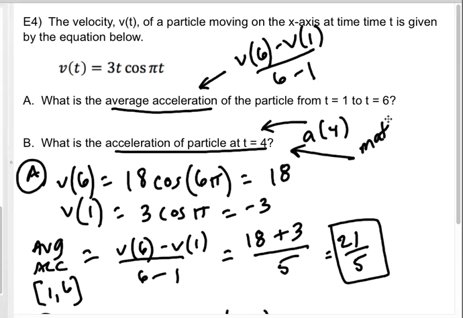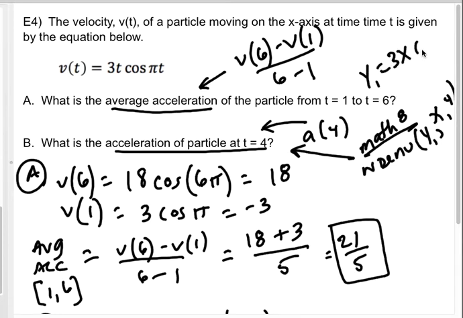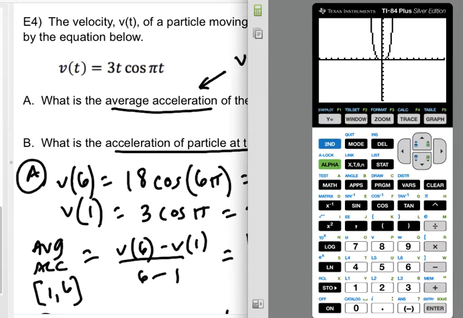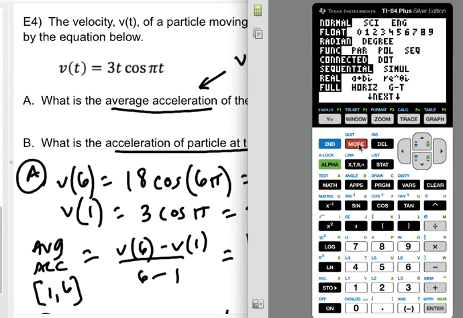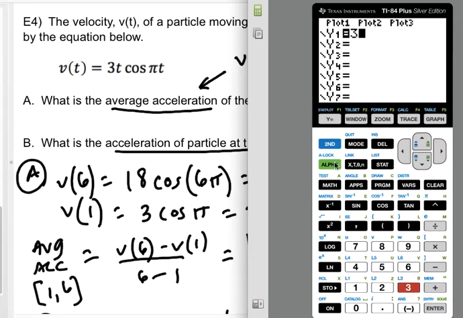If you do math 8, and I'll walk you through it in a sec, which is nDeriv, you could differentiate. I could put this in as y1 with respect to x at 4. In order to do that, I would have to put my y1 as 3x cosine of pi x, and then I could differentiate. Make sure your mode's radian, obviously. You could do 3x cosine of pi x, and you could actually use it to find all of these values.